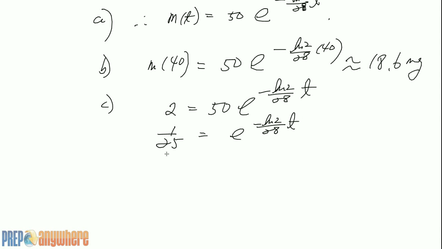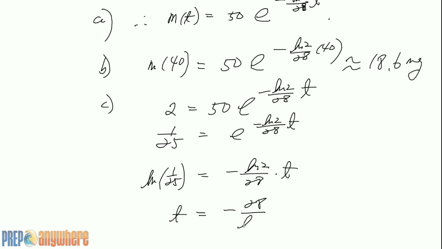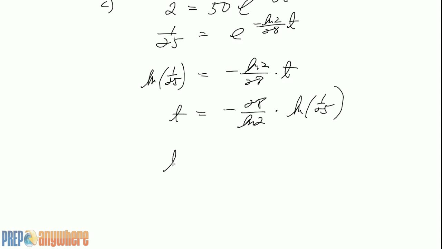Okay, ln both sides, and we get ln of 1 over 25. If you ln that, you get minus ln of 2 over 28 times t. So t will be, multiply both sides by 28, so 28 divided by minus ln of 2 times by this. Okay, so that ln of 1 over 25 will equal minus ln of 25. So that double negative will get rid of this negative. We have 28 ln of 25 over ln of 2. And we get approximately 130 days.